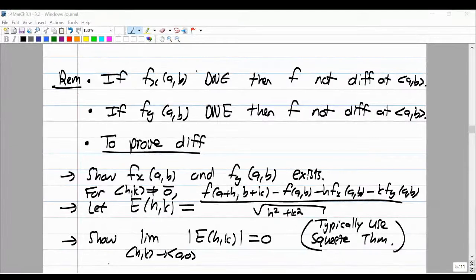Step one, you have to show that f partial x and f partial y at that point exist. Step two, for a non-zero vector, you define the crocodile, and your job is to show that the limit of the absolute value of the crocodile is zero. You typically use the squeeze theorem.